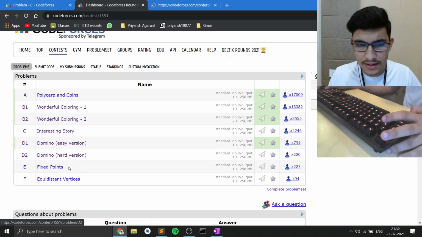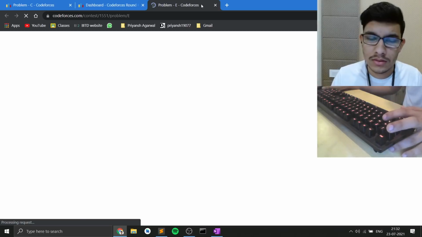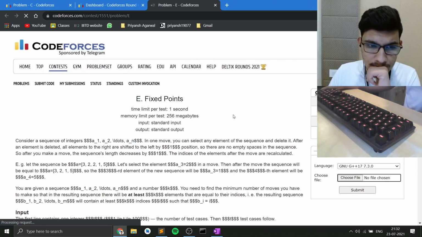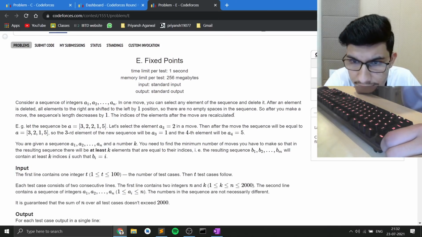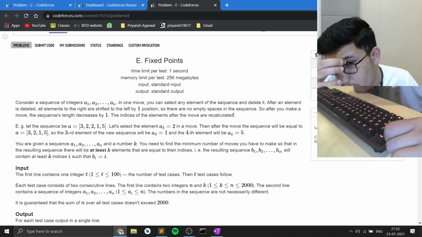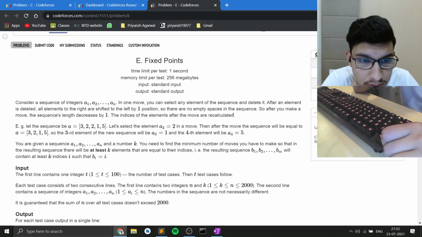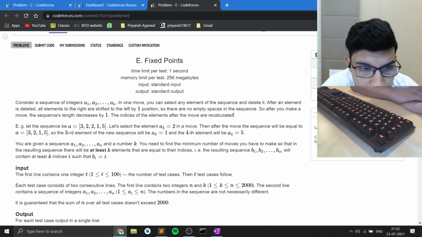And C has a lot of submissions. Okay, consider a sequence of integers a1, a2, up till an. In one move, you can select any element of the sequence and delete it. After an element is deleted, all elements to the right are shifted to the left by 1, so there are no empty spaces. Okay. A3 equals 2 in a move, then after the move the sequence will become this. So the third element is removed.